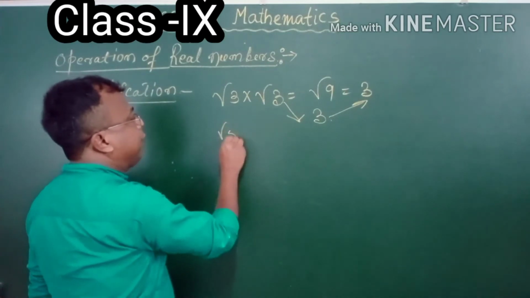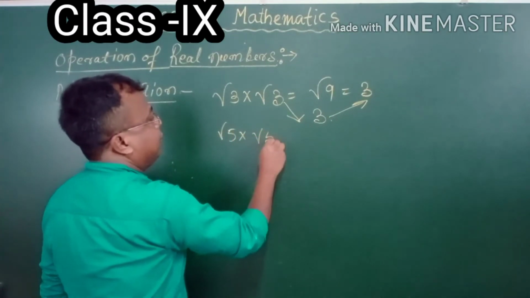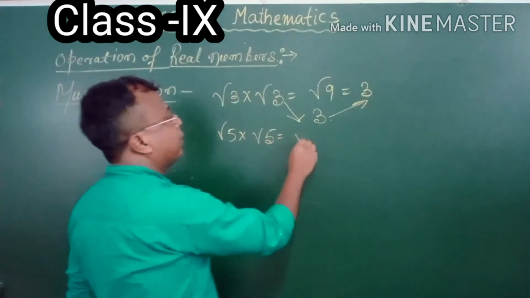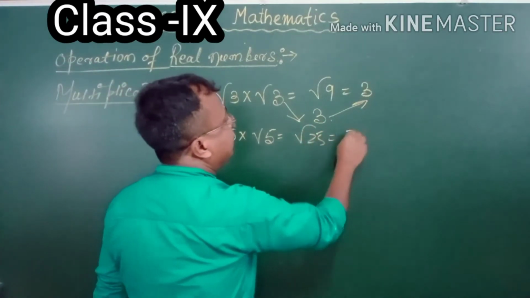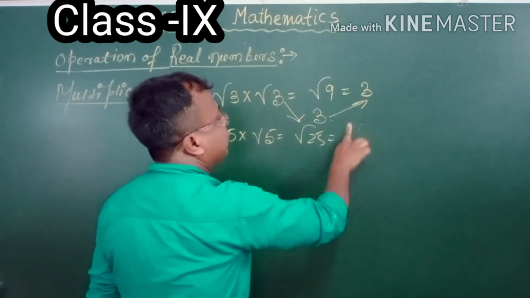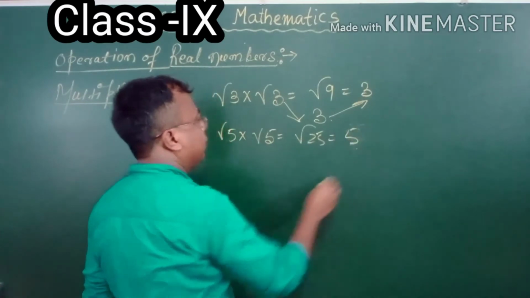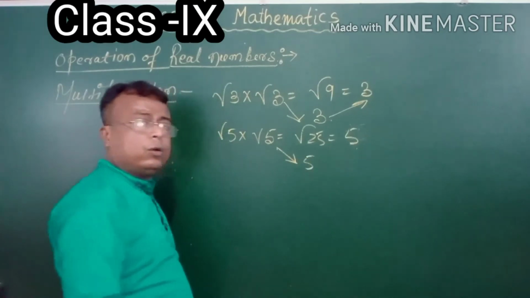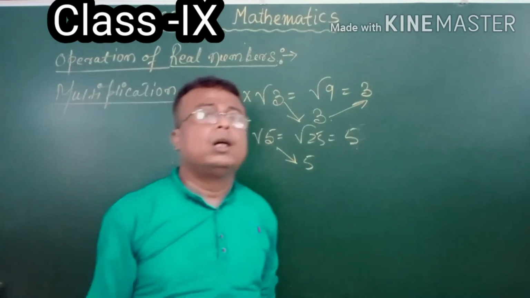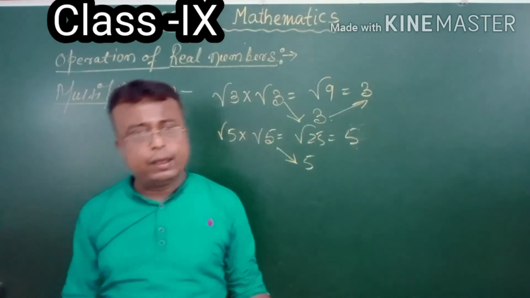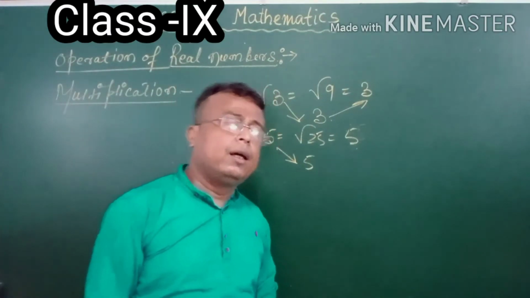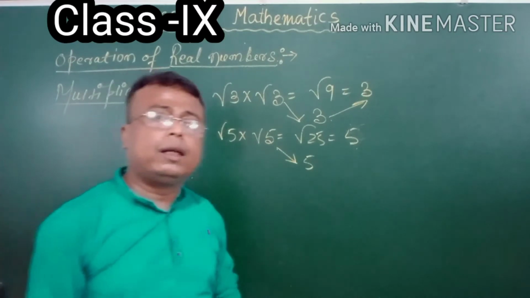Now, let us say root 5 into root 5. Root 5 into root 5 is what? Root 25. What is the square root of 25? It is 5. Okay? So, simply root 5 into root 5 you can write 5. Root 4 into root 4, directly you can write 4. Root 7 into root 7, directly you can write 7. Root 8 into root 8, directly you can write 8. Root 9 into root 9, directly you can write 9.